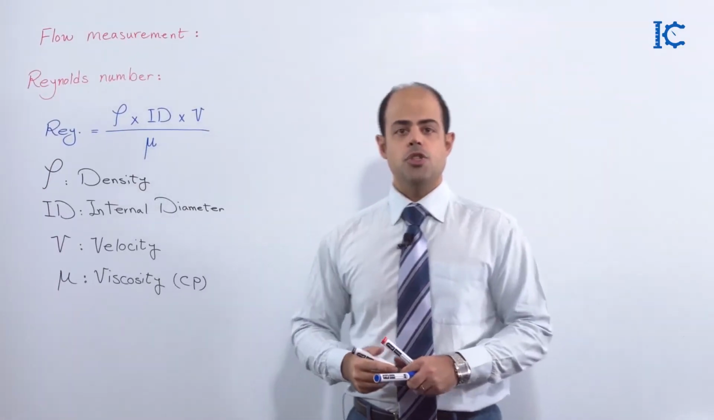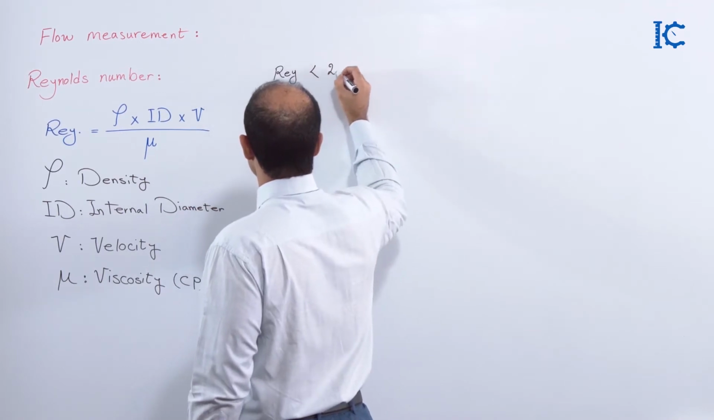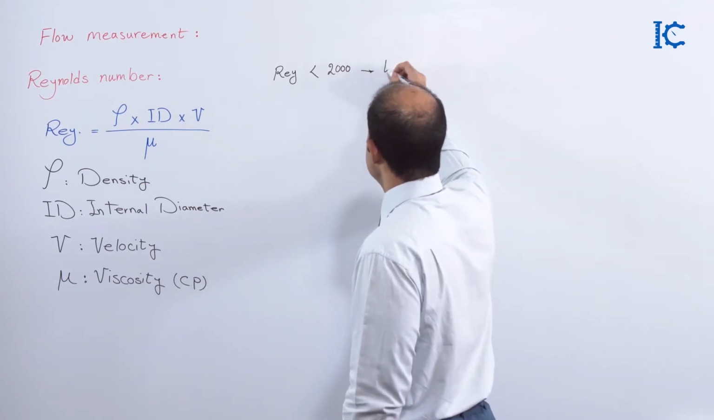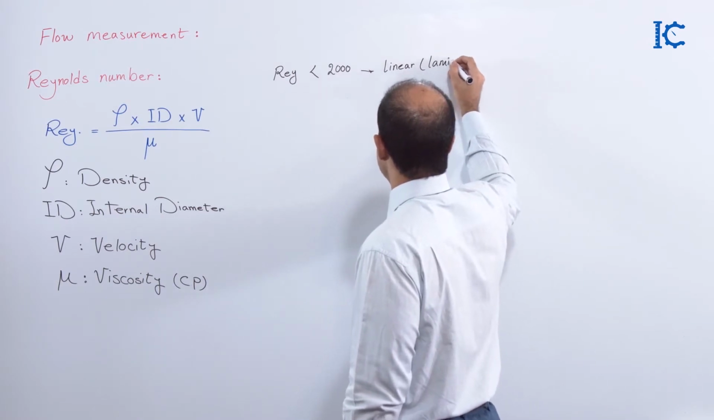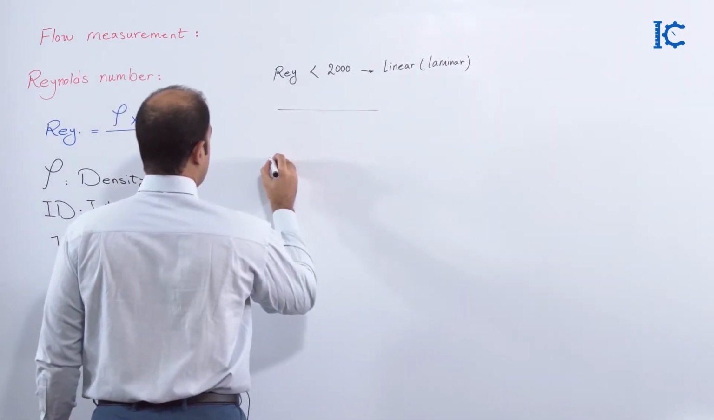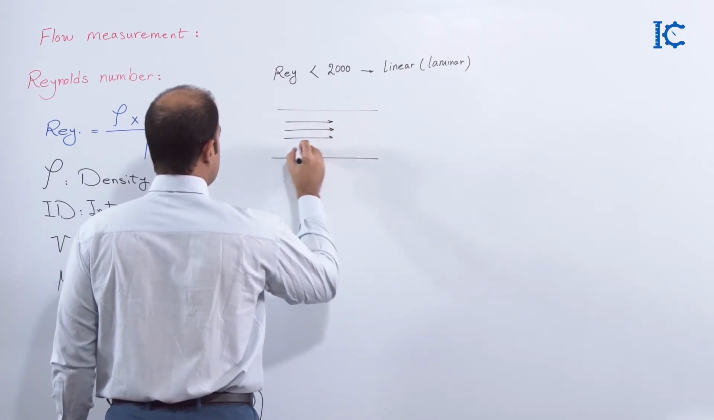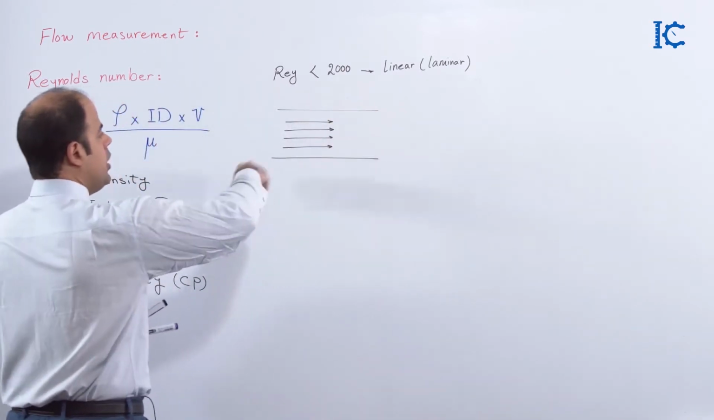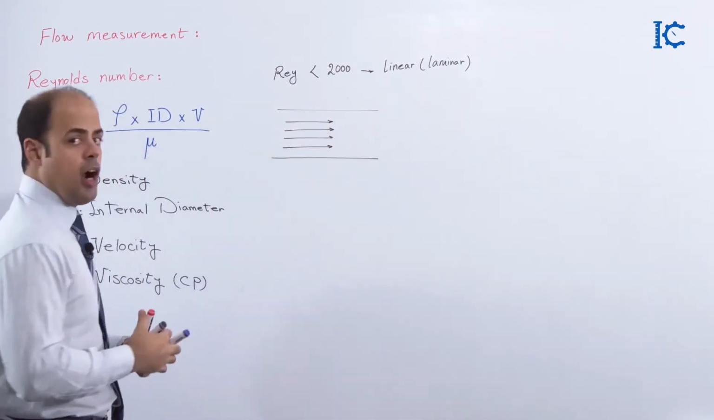If you calculate the Reynolds number and you find that it is less than 2000, it means that your fluid has a linear shape, which is called laminar. If you consider a pipe like this, with arrows showing the shape of the flow inside the pipe, you will see that all these arrows are totally parallel to each other.